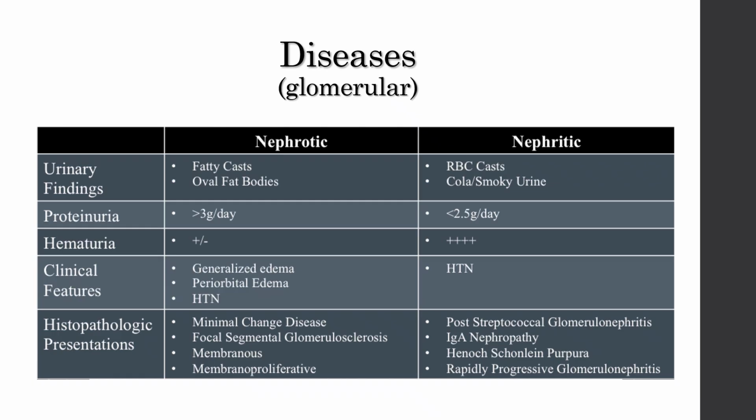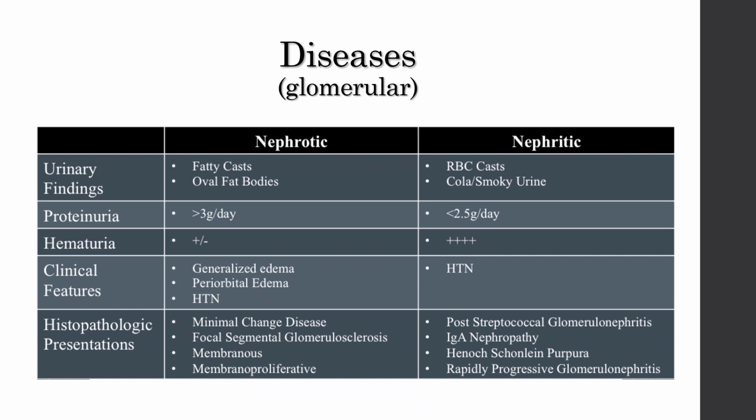Now let's talk about one of the most testable and most clinically useful distinctions in renal pathology: nephrotic versus nephritic. Think of this as two very different problems happening in the same tiny structure. So nephrotic syndrome, this is a leaky filter problem. The glomerulus is damaged in a way that allows large proteins to escape, but red blood cells mostly stay put.